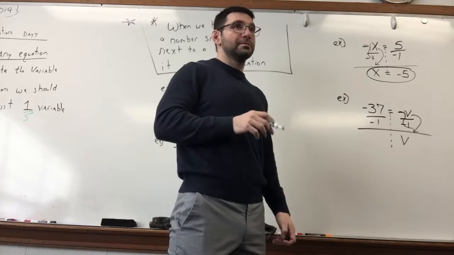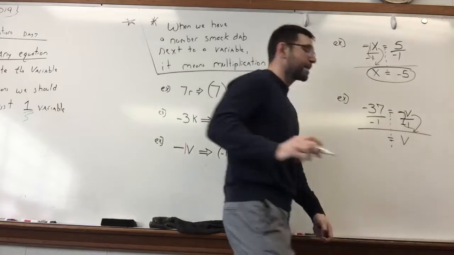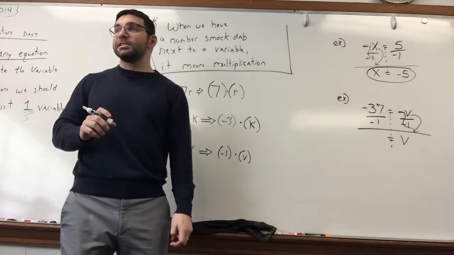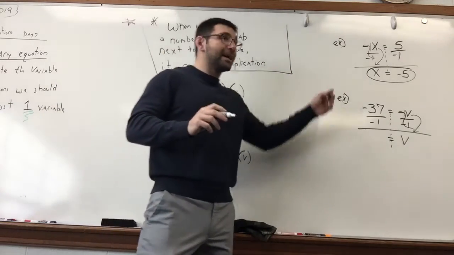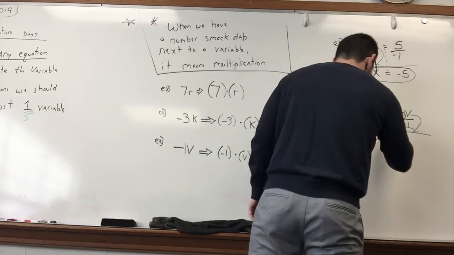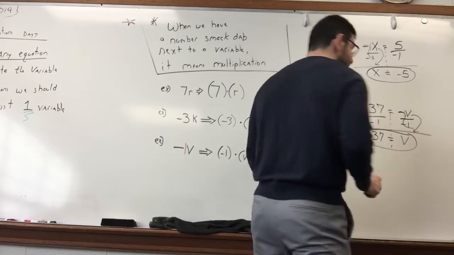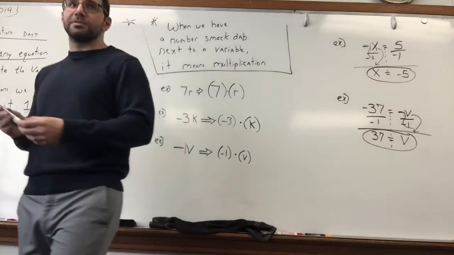So now we have negative 37 divided by negative 1. A negative divided by a negative is positive. We'll leave them with v equals 37. Questions on these?